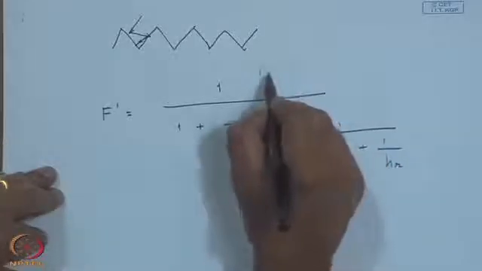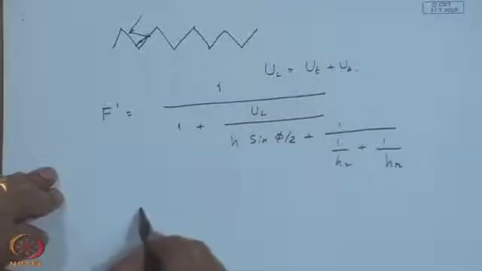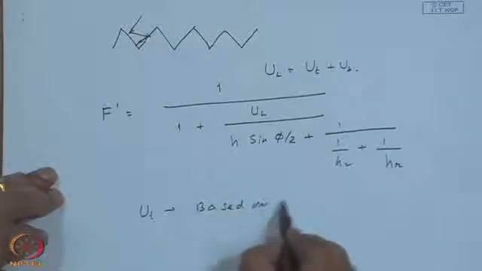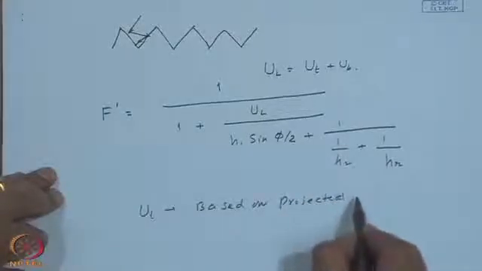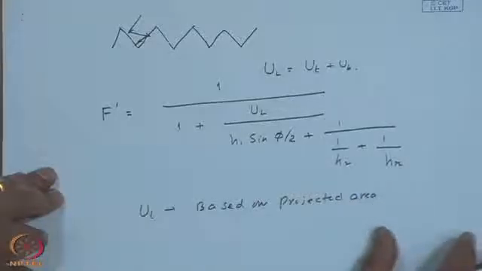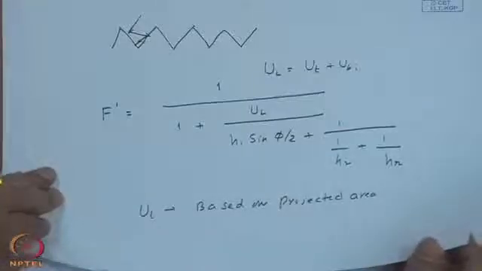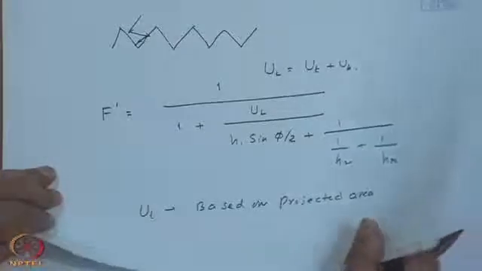So, of course, U L equals U t plus U b, and U t is based on projected area, in other words, as if it is a plain sheet, because if you take the area of the corrugated sheet, that will be larger than the plain sheet. Whereas the other losses will be taking place at H 2 particularly, and U b will be from the area which is just that of a plain sheet. So, everything is based upon the projected area.